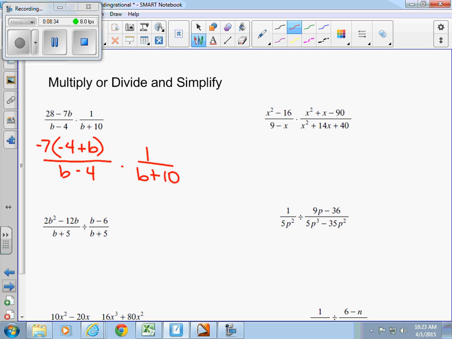Okay, any questions so far? Right, now I can just switch it. I didn't want to do too many steps at once, but now I can just switch it around. That's exactly why I factored out a -7. Now what do you get? -7 on the top, 1 on the bottom. And now I multiply across the top and across the bottom. I'm left with -7 over B plus 2.